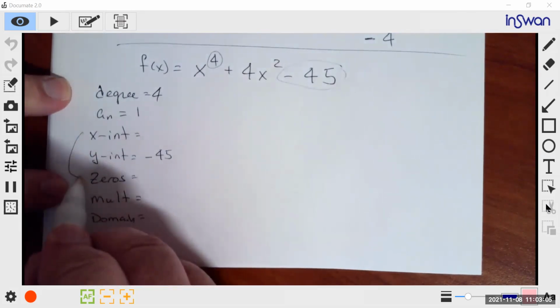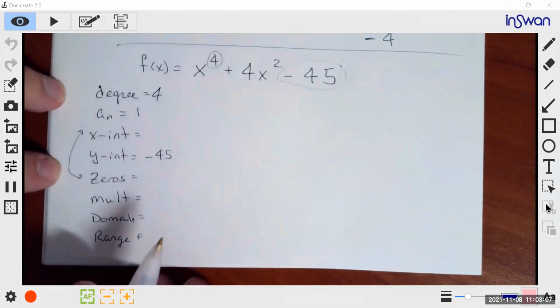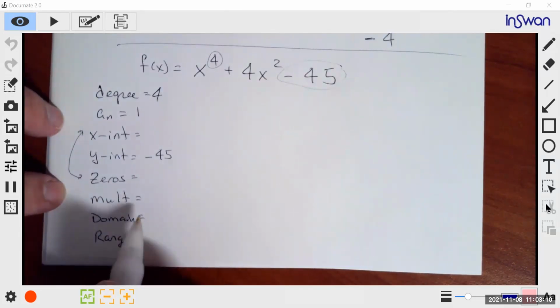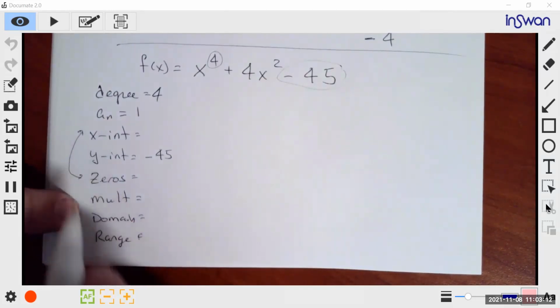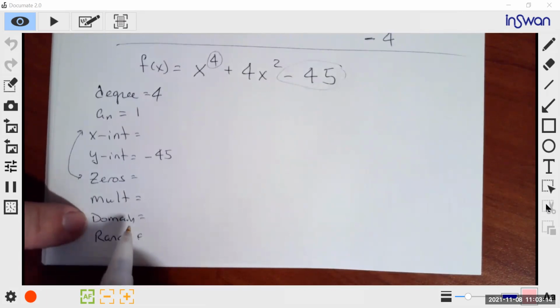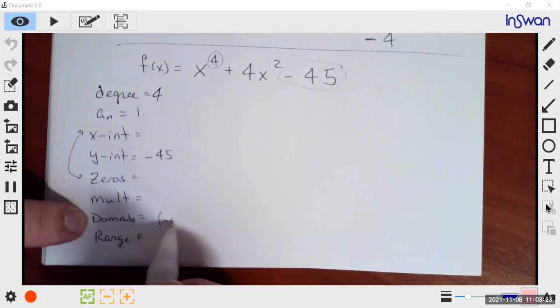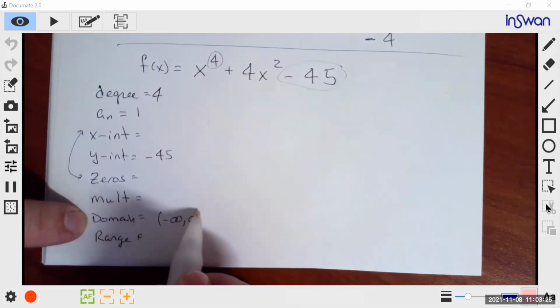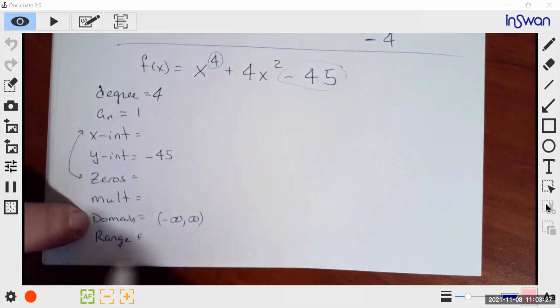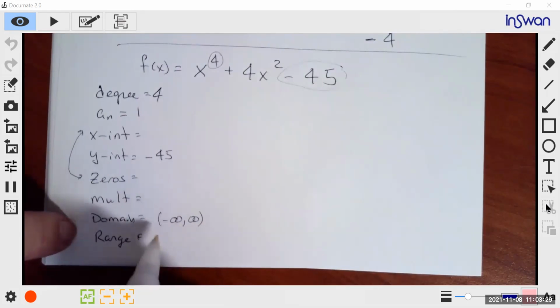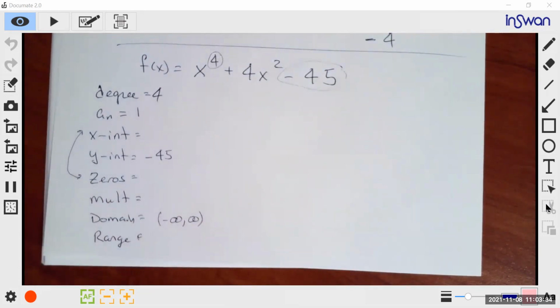The x-intercept and zeros are the same thing. We can't tell the multiplicities until we find those. Can we tell the domain? The domain of any function, any polynomial, has to be negative to positive infinity. The range, we don't know until we get a final graph of it.